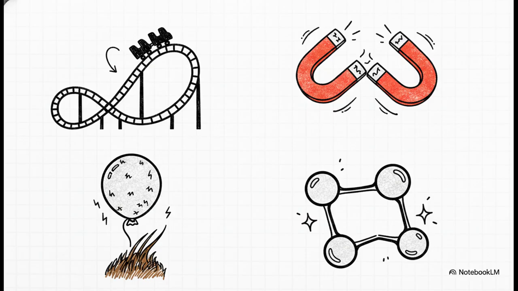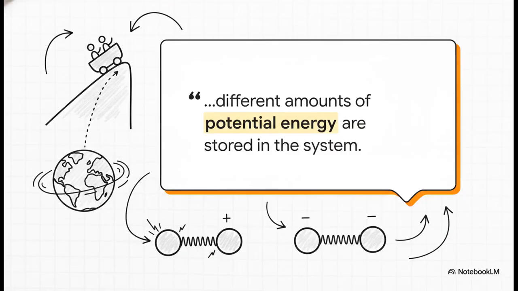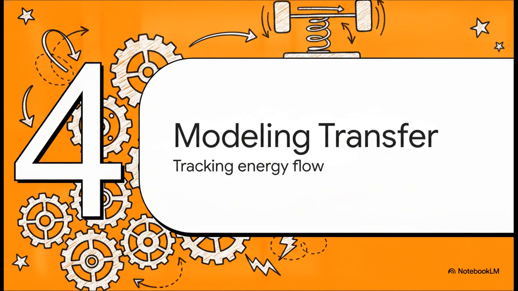Some of those new chemical arrangements actually store energy right inside their bonds. I want to read this direct quote from the science framework because it perfectly summarizes the concept. When the arrangement of objects interacting at a distance changes, different amounts of potential energy are stored in the system. Energy storage is incredibly dynamic. It's completely dependent on how these interacting objects are arranged, whether that's the Earth and a massive roller coaster or just two tiny atoms.